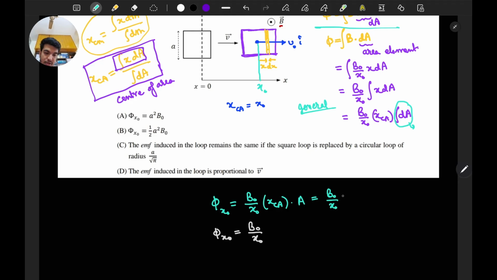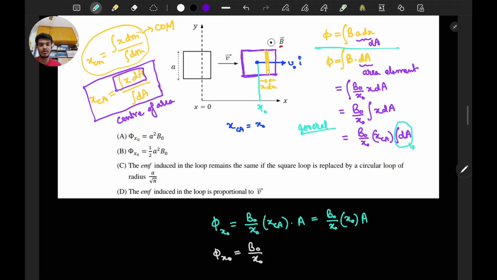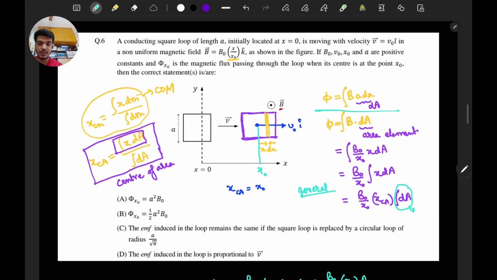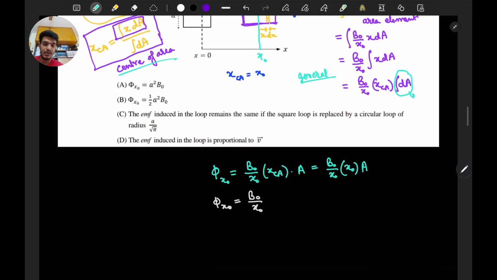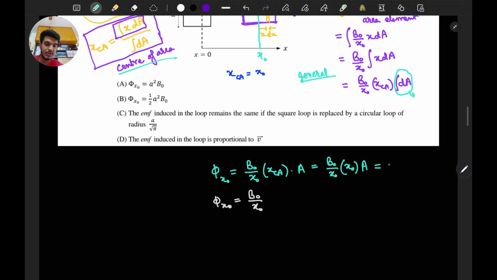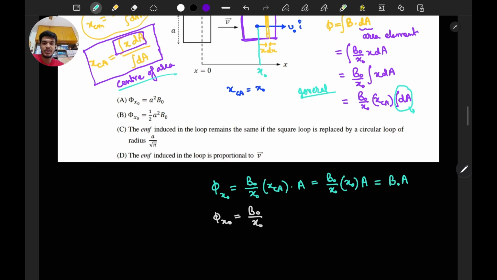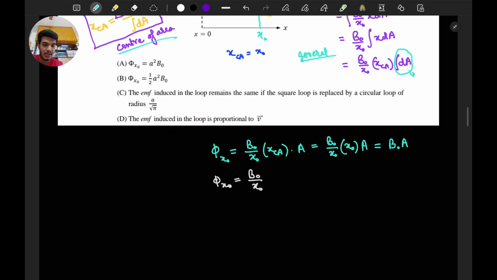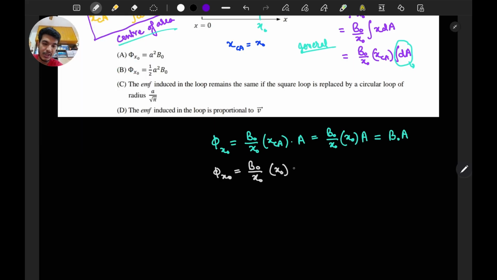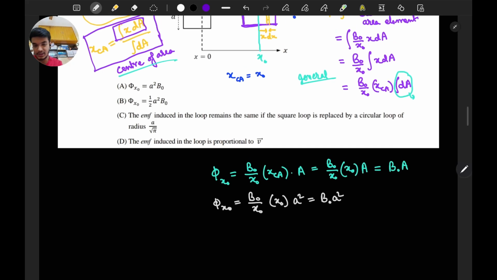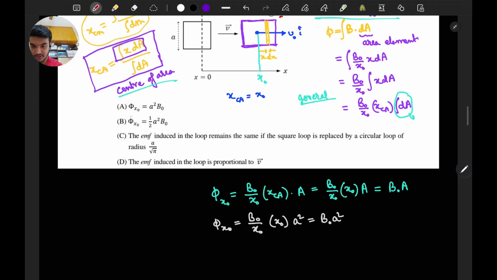See, B naught by x naught into x naught into A, because as I said, I have to bring the term x naught into the solution so that I can cancel it out in this function, because x naught is involved in this function. So this is the method where I can directly use the center of area. So this is where x naught comes, and we can easily say it is B naught into A. My expression for the square loop becomes B naught into A, which is a square. So my flux at x naught is B naught a square, which is essentially the first option.